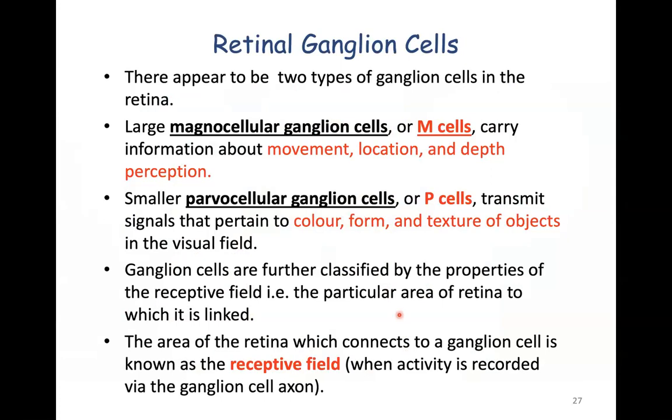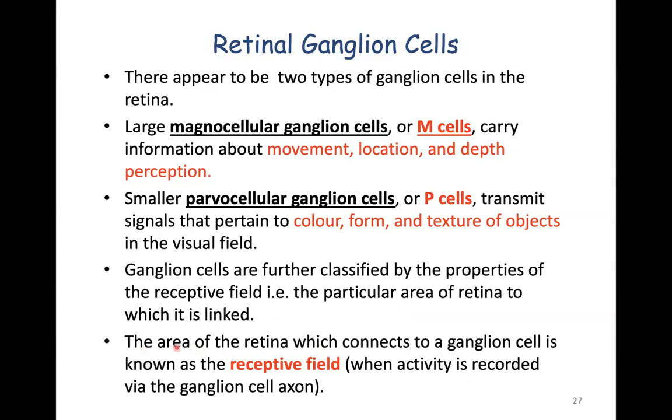All right, so there seem to be 2 types of ganglion cells in the retina. The first are large magnocellular ganglion cells, or M cells. They carry information about movement, location, and depth perception. That's all you need to know. Then the smaller cells are parvocellular ganglion cells, or P cells, and these transmit signals to determine color, form, and texture of things that you see. And that's pretty much all you need to know.